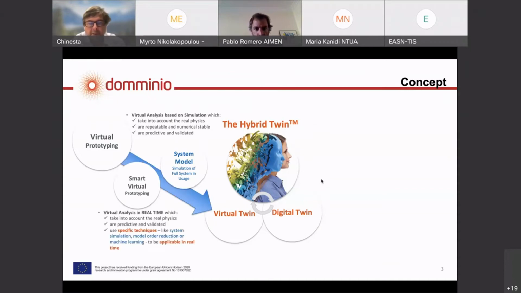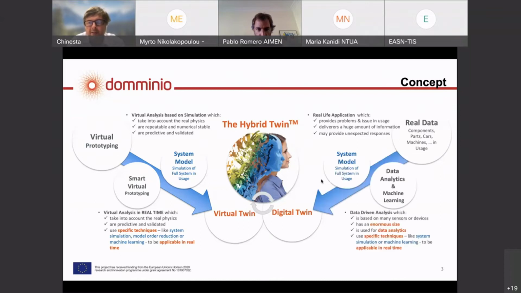And this creates the virtual twin as a combination of these three ingredients: a virtual prototype that is given by the laws of physics, that we can solve very efficiently by using these model order reductions that we call physics in real time, and that we could introduce in the model of the process, of the system, in this system model. So this is the traditional simulation of the past.